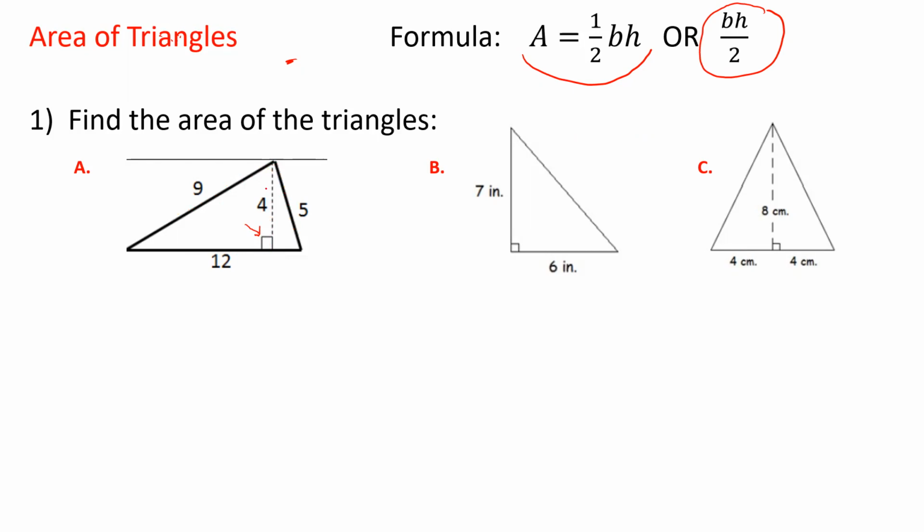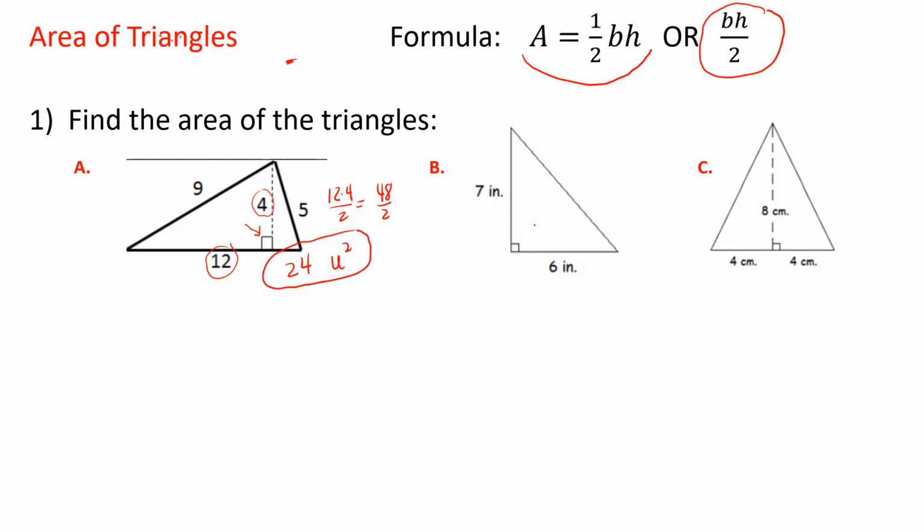So the height is 4, the base is 12. So we're going to multiply 4 times 12. Divide that by 2, so 48 divided by 2, the area is 24 units squared on letter A.